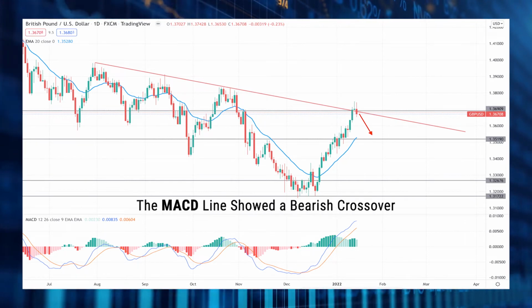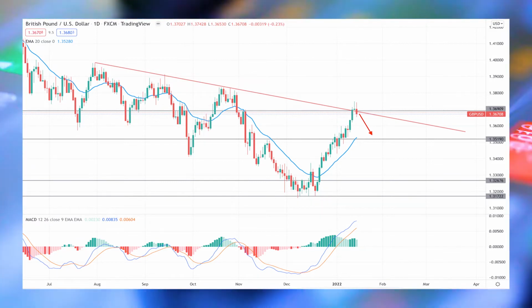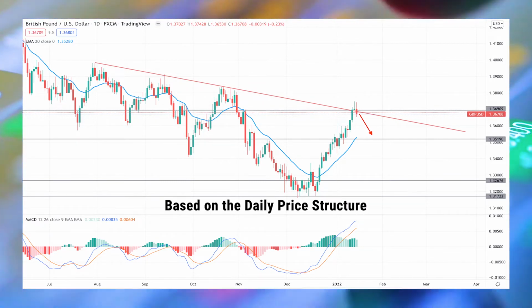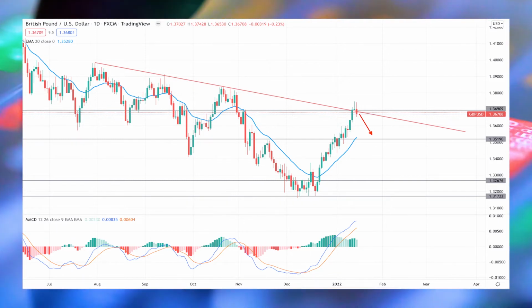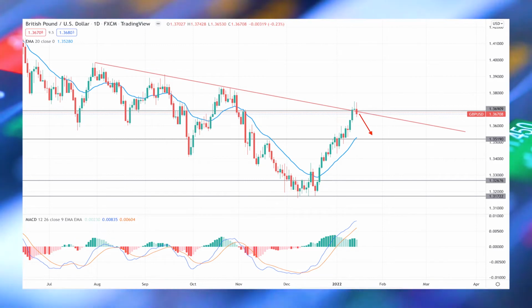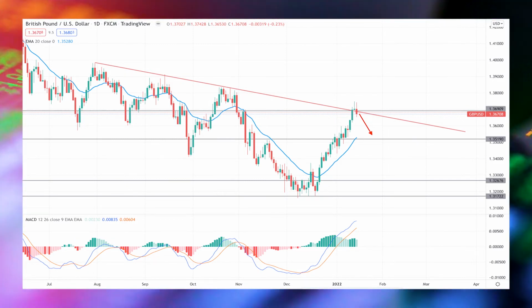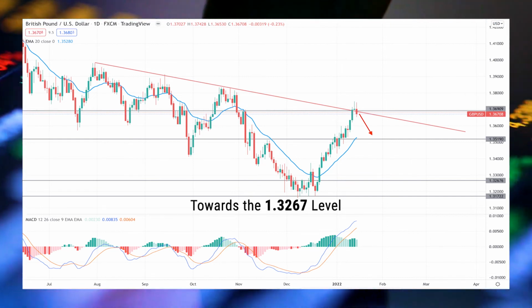Moreover, the MACD line showed a bearish crossover, which is another sign of selling pressure in the price. Based on the daily price structure, investors should closely monitor how the price trades in the 1.35 area. A bearish daily close below this level is important to rely on the upcoming selling pressure towards the 1.3267 level.